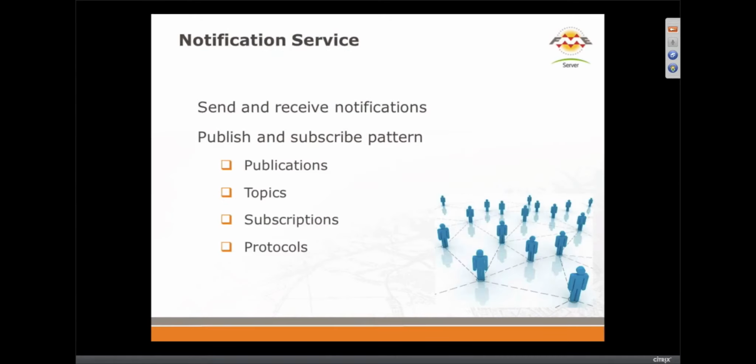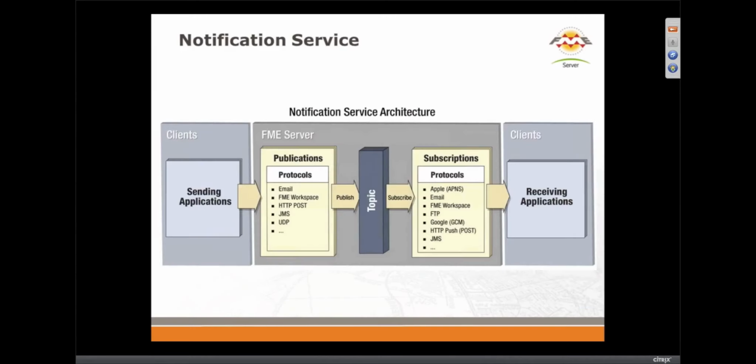And here's the notification service. It allows you to send and receive notifications, and it uses a publish and subscribe pattern, which means you have these things called topics, which are really categories of interest. Let me flip to the next slide and explain it a bit more. The topics are your categories of interest. You have clients sending in messages over different protocols, through what we call publications. So you publish to a topic, and then you subscribe from a topic.